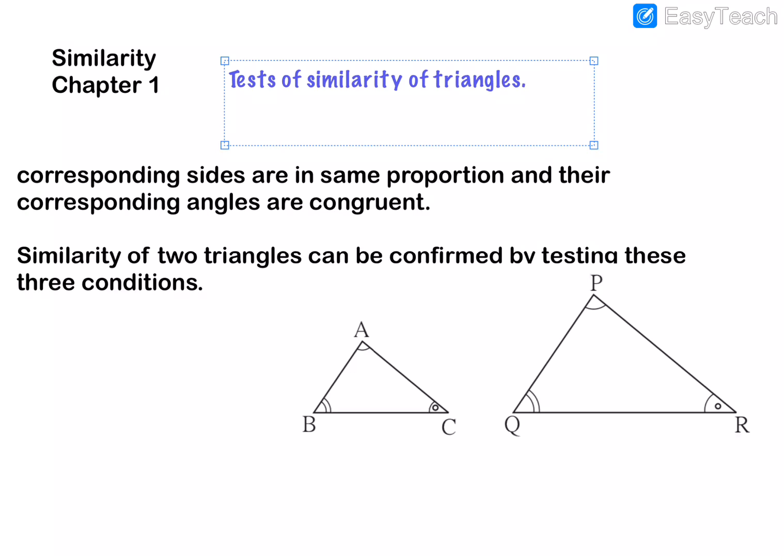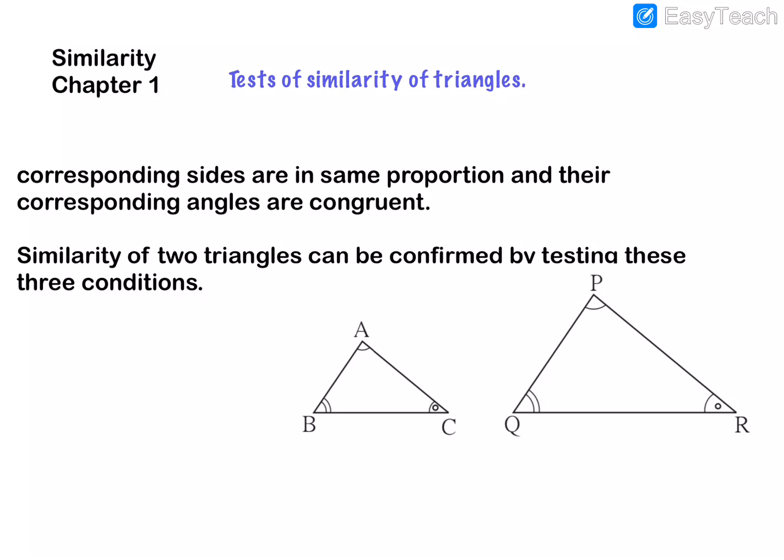We have been discussing chapter 1 of geometry. Chapter name was similarities. So we have discussed the 1.1 section. So we are going next with 1.3. In the 1.3 section we are discussing the test of similarity of triangles, how we will find the similarity between two triangles.